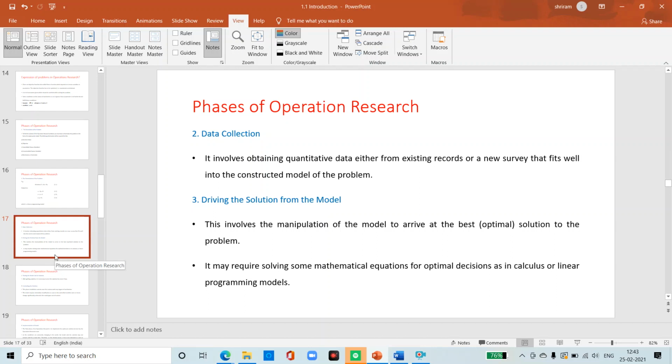So in deriving the solutions from the model, mostly the linear programming model is used. But if we have a logical approach or a functional approach, then we use queuing theory.